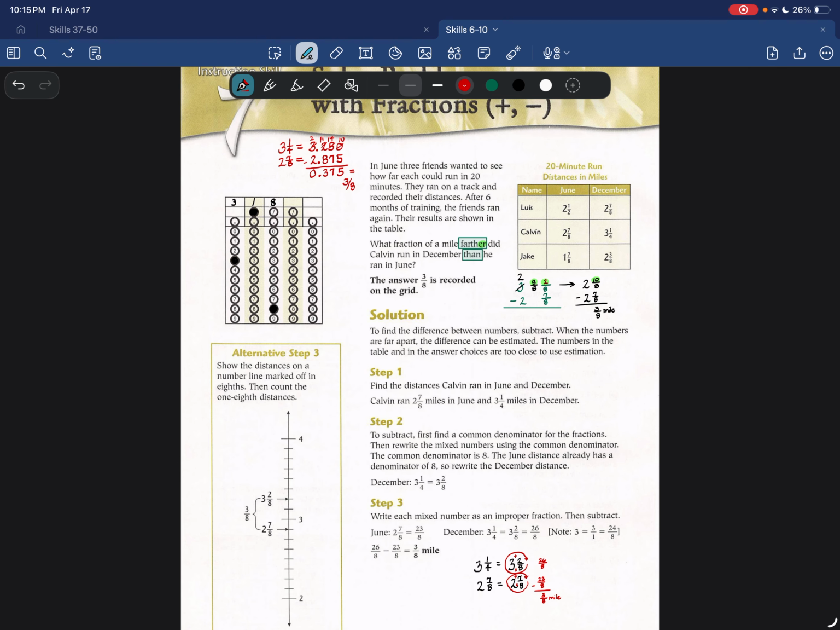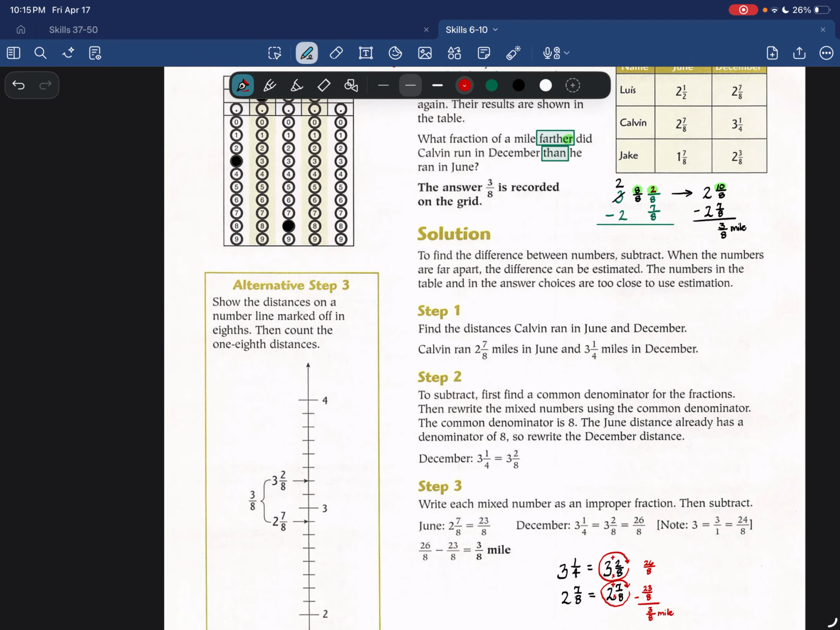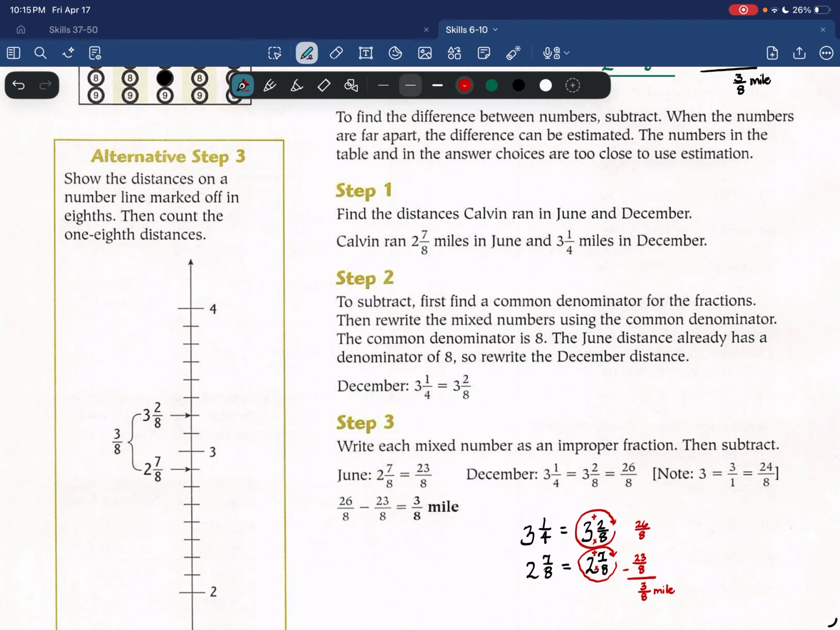So I've already shown you 3 ways. We did the green way up there, we did the decimal way, and then we did this way. And here's yet another way that you could do it. Alternate step 3, show the distances on a number line marked off in eighths. And we want eighths because that is our common denominator. So then we would count the 1/8 distances.